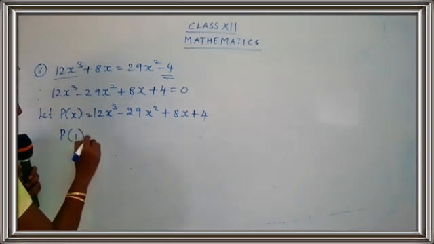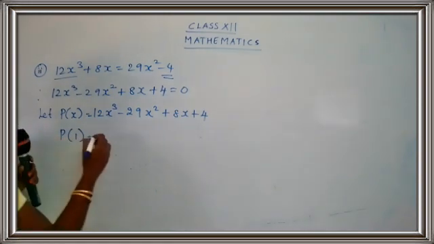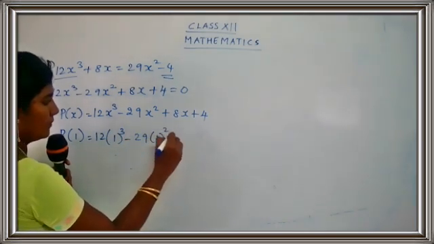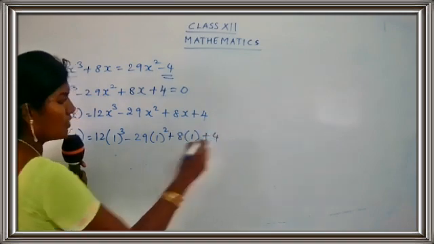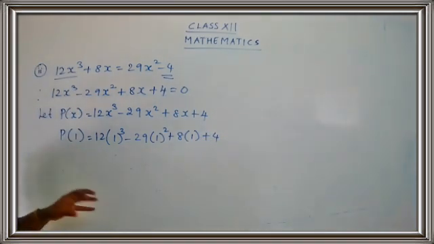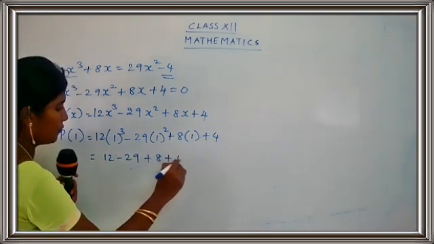So P of 1 is equal to, wherever you have x, you have to put 1. So this is 12 into 1 cube minus 29 into 1 square plus 8 into 1 plus 4. No need to simplify, children. We can just look at the sum and find out whether it's going to be 0 or not 0. So this is 12 minus 29 plus 8 plus 4.